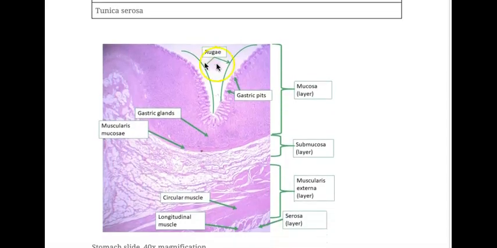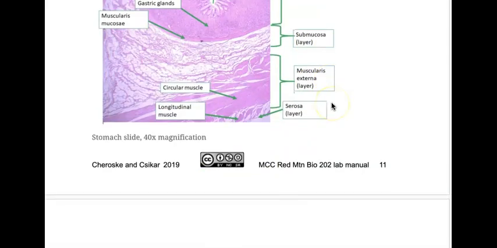Again, we have these things labeled as best as we could for you, including certain key terms here, like a mucosa is a layer, submucosa is a layer. These are all layers. So if you see that question on a lab quiz, that's what we're asking for. We're not asking for a cell or a structure or anything like that. We're asking for a layer.